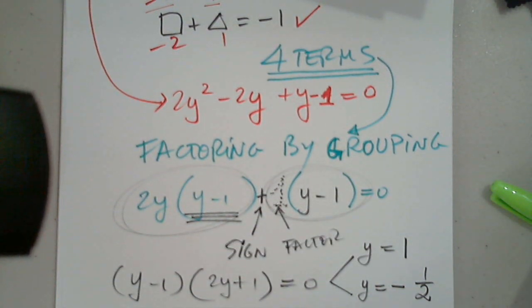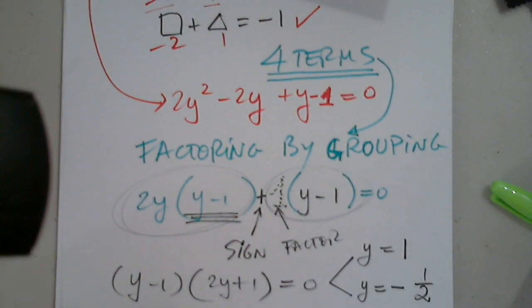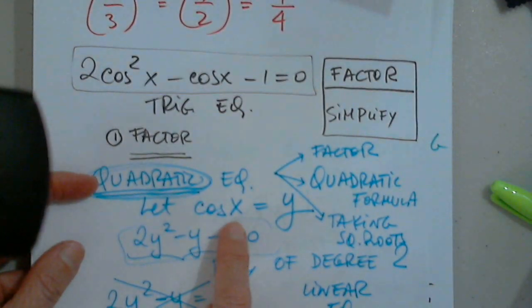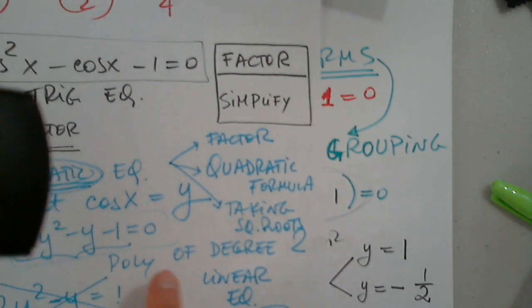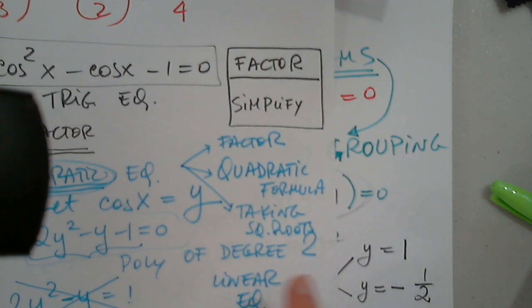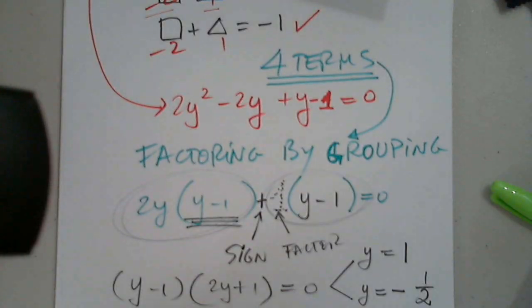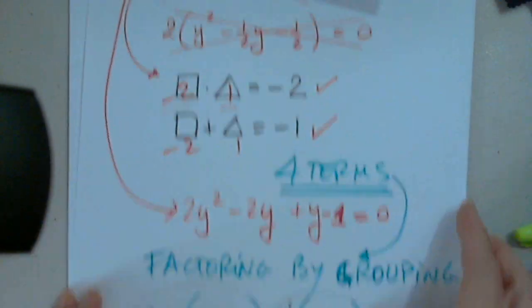So is this done? Far from. Because we only solved for cosine. That cosine is y. So then I know that cosine must be 1 or cosine must be negative 1/2. So I'm barely halfway through.